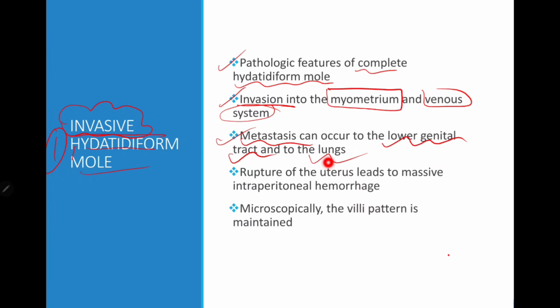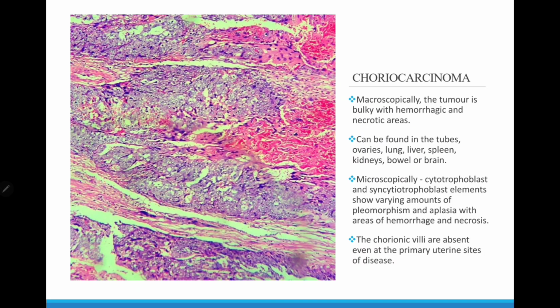Rupture of the uterus, very important, leads to massive intraperitoneal hemorrhage, and microscopically the villi pattern is going to be maintained. So villi pattern will be there. So this is all about the invasive hydatidiform mole.